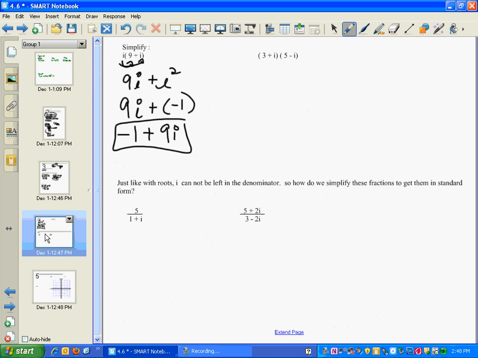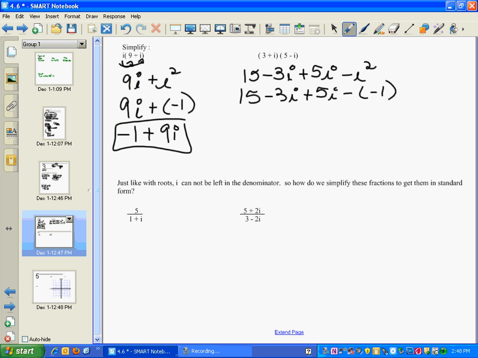All right, so this one we're going to distribute or FOIL. We'll say that's 15 minus 3i plus 5i minus i squared. But what's i squared? So this is 15 minus 3i plus 5i minus negative 1. The error you'll make is thinking, well, I already have a negative, so I'm just going to write 1. It's the opposite of negative 1. i squared is negative 1. It doesn't matter if the sign in front of it is positive or negative. Okay? Combining our like terms, this gives me 2i. I've got 15 plus 2i plus 1, which is 16 plus 2i. Are we good?